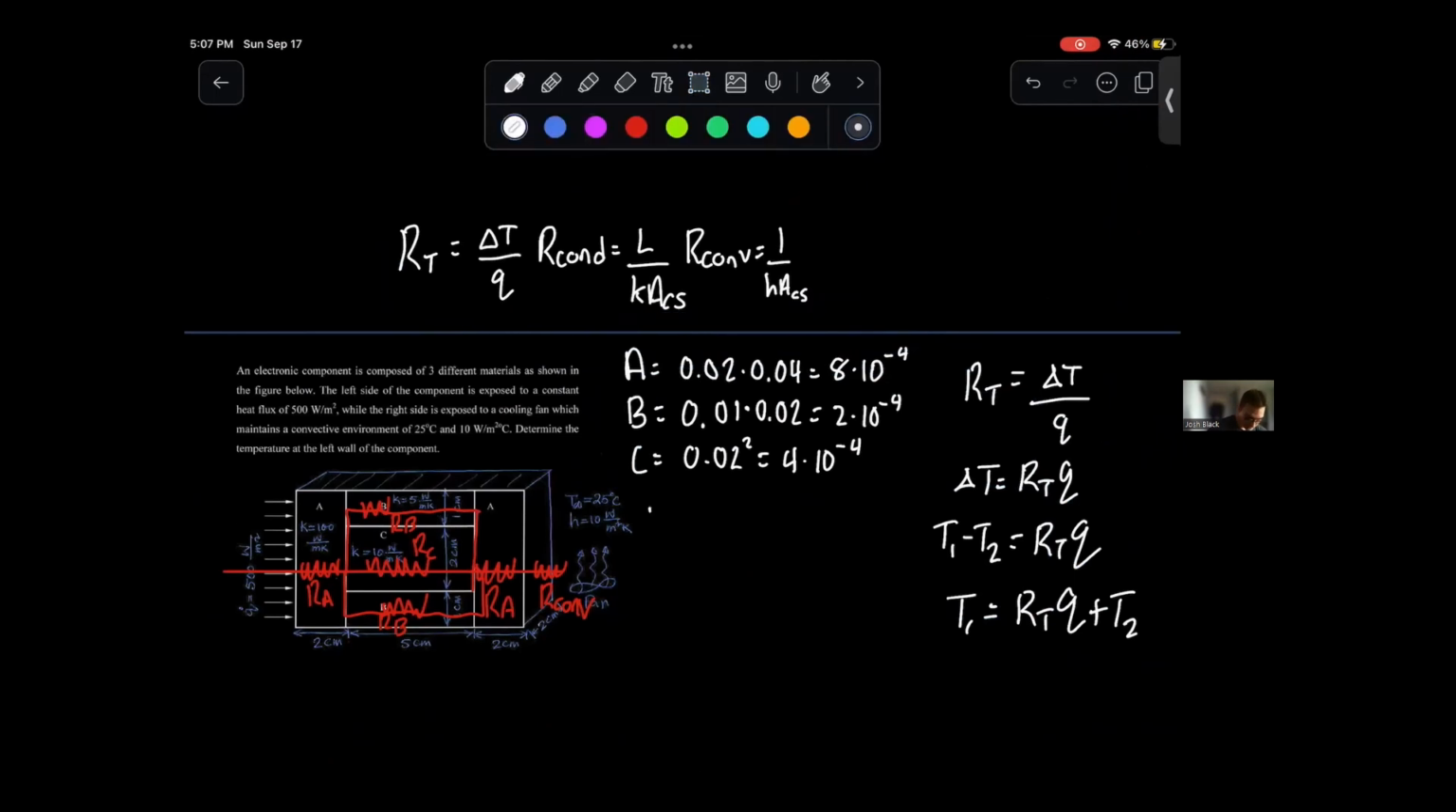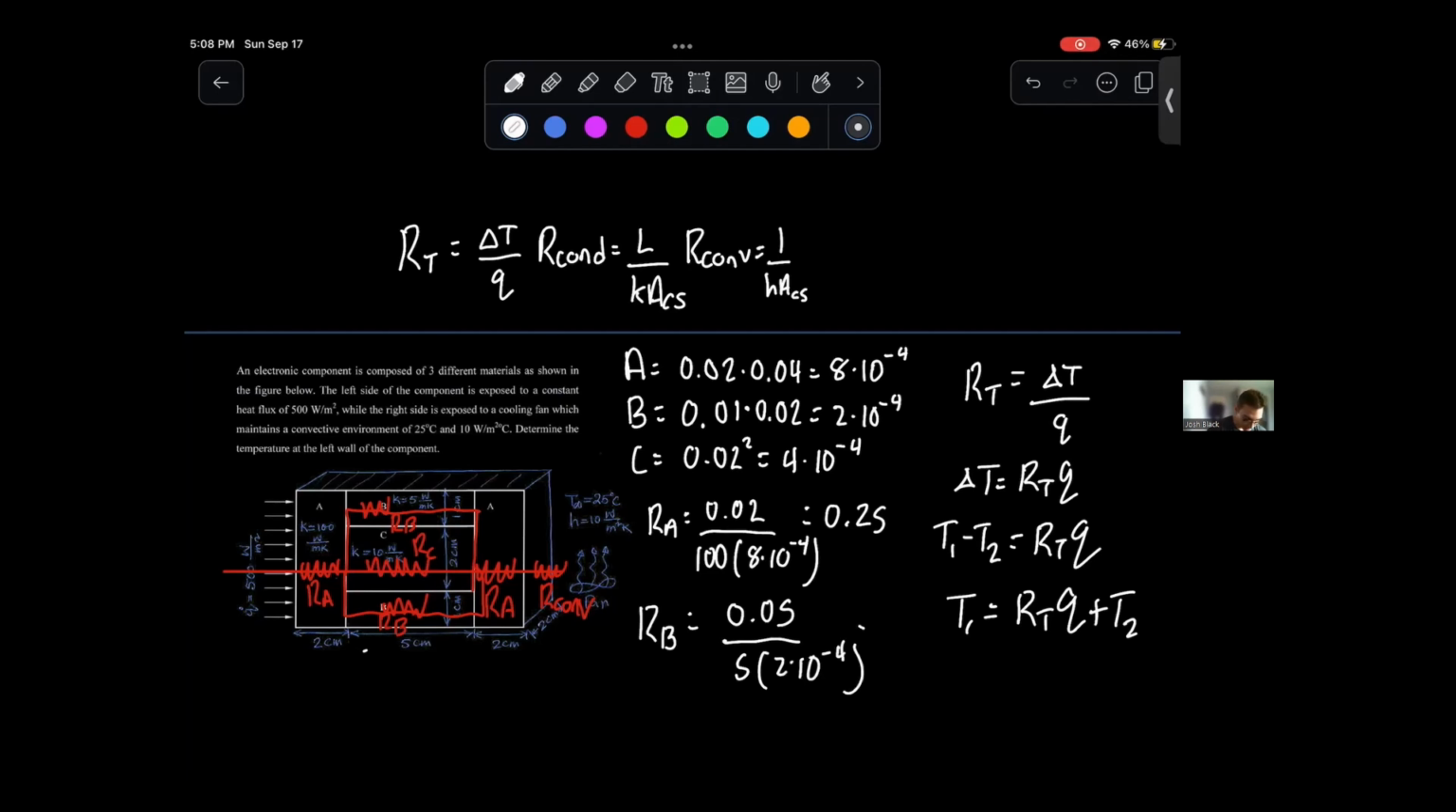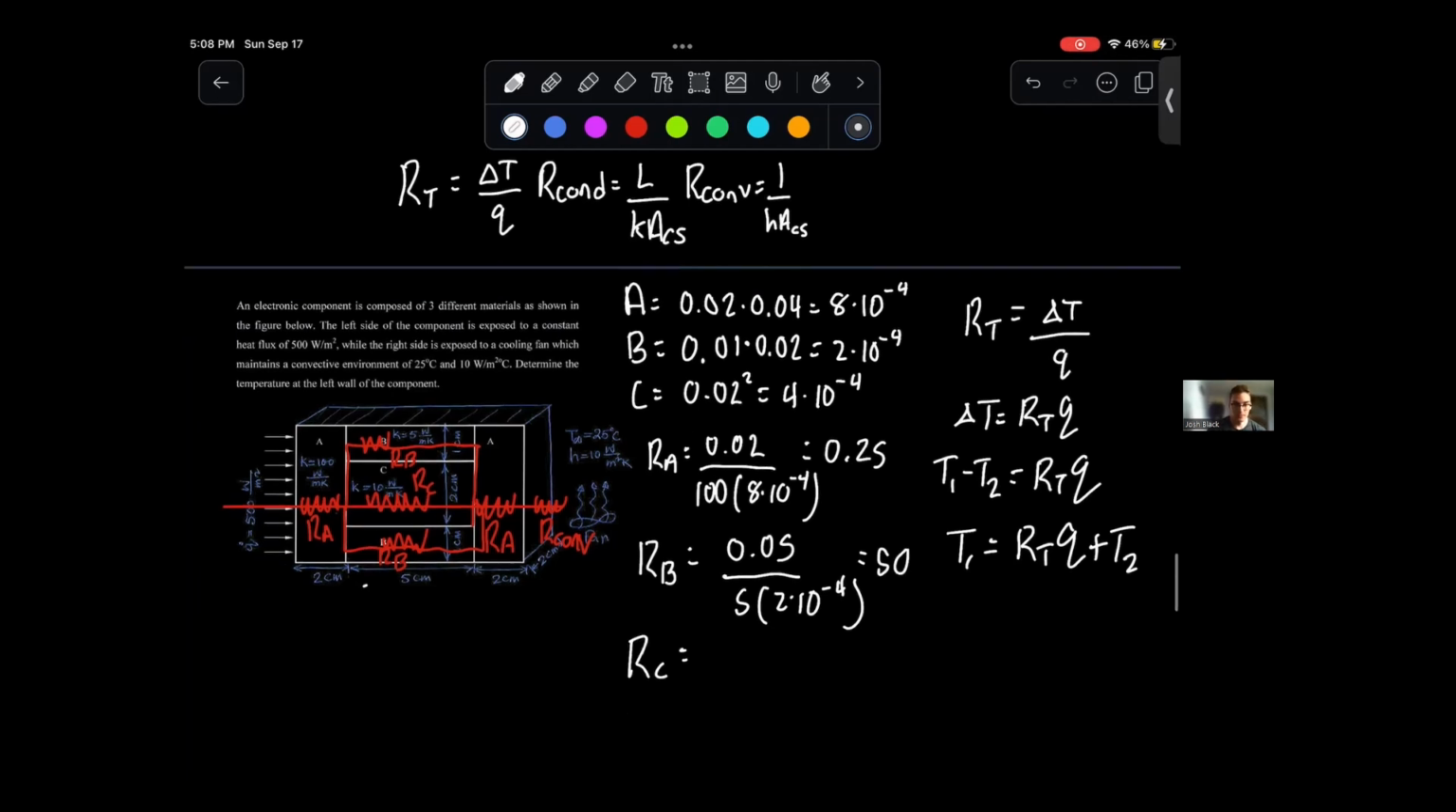We can find easily RA is going to be equal to how thick is A? 0.2. We're going to divide that by 100, which is K, multiplied by its cross-sectional area, which I found up here, 8 times 10 to the negative 4. Each RA is 0.25. RB, you get thickness of B is 0.05 right here. Divide that by 5, multiply by the cross-sectional area, times 10 to the negative 4. We're going to end up getting 50. RC, that's 50 for each of them.